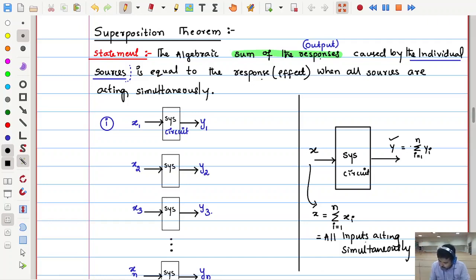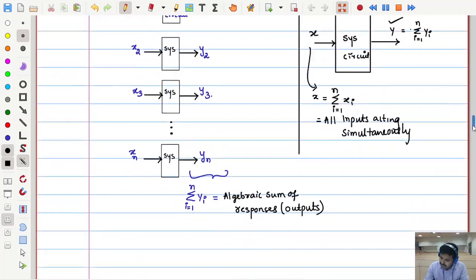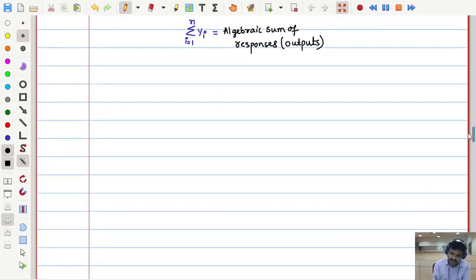So when all these inputs are acting simultaneously, how much output will I get? Some output Y. This output Y is equal to the algebraic sum of the outputs which we had seen previously. That is the superposition theorem. That means Y is equal to the summation of yi over i equal to 1 to n. Let us see this in a simple, generalized way to understand it. You have one circuit. This might be you.